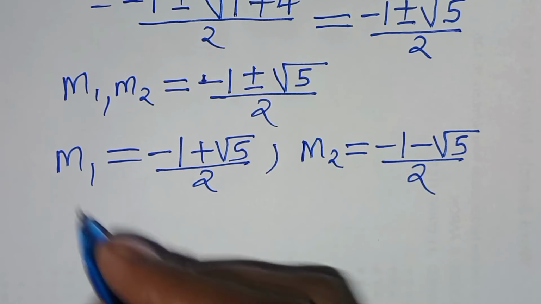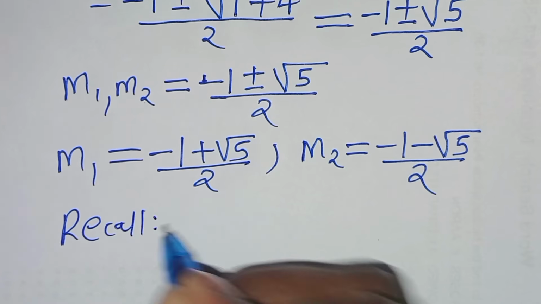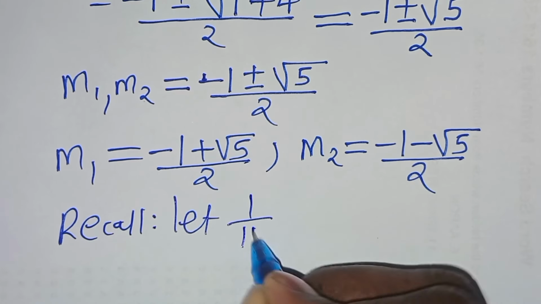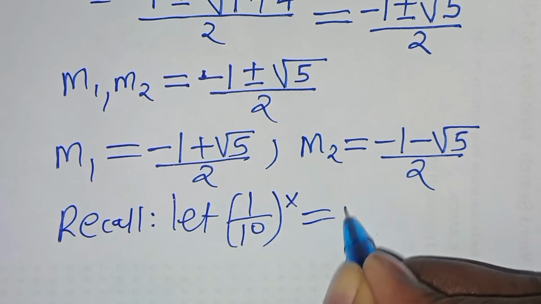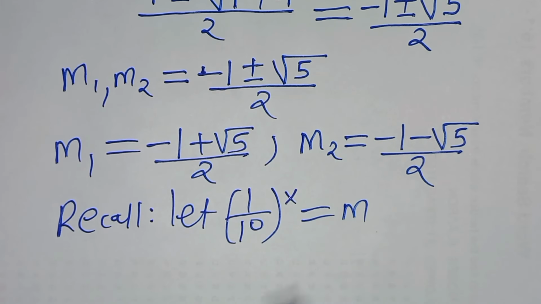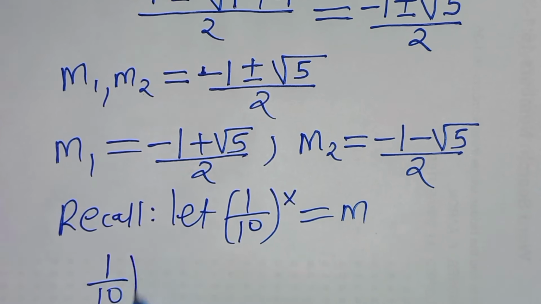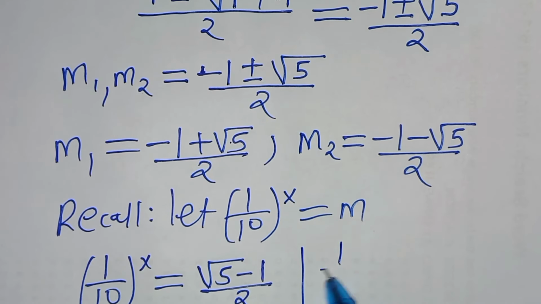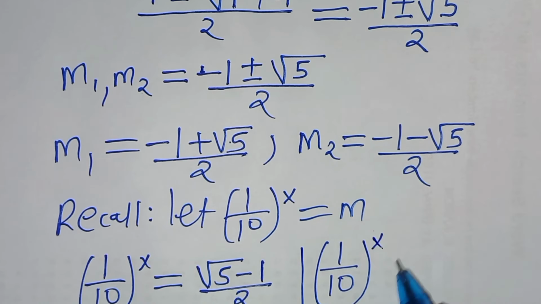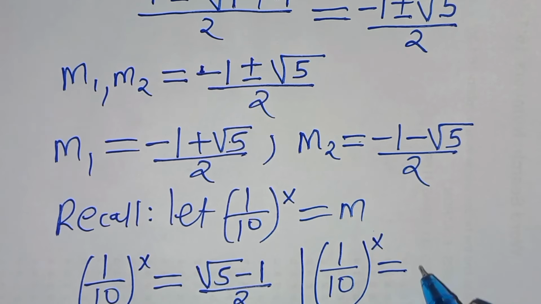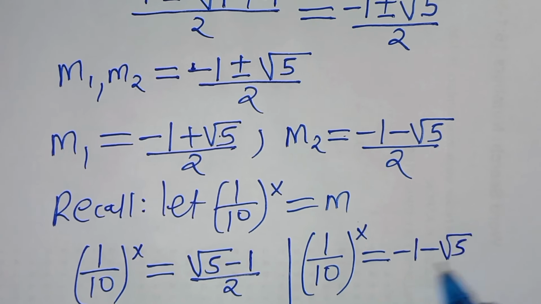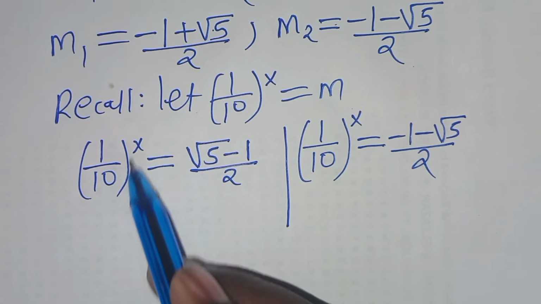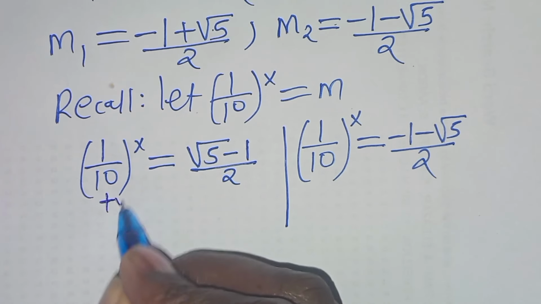Now, if you recall here, we are saying that let 1 over 10 raised to the power x be equal to m. Let's substitute this. So we have 1 over 10 raised to the power x equal to square root of 5 minus 1 over 2. And here we have 1 over 10 raised to the power x equal to minus 1 minus square root of 5 over 2. We have 1 over 10 raised to the power x, and this is actually a positive number.